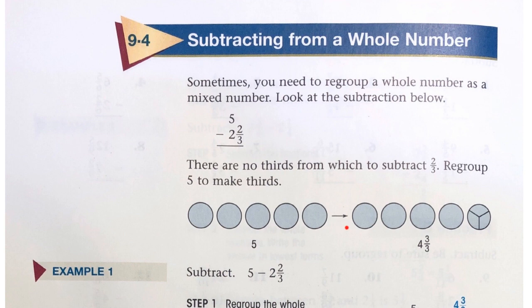Now regrouping shows 1, 2, 3, 4, 5, but instead of the fifth image being one whole, it is shown as 3/3. Written with numbers, here's the whole number 5, and here's the mixed number 4 3/3. They both have the same amount. They are just shown with different numbers.